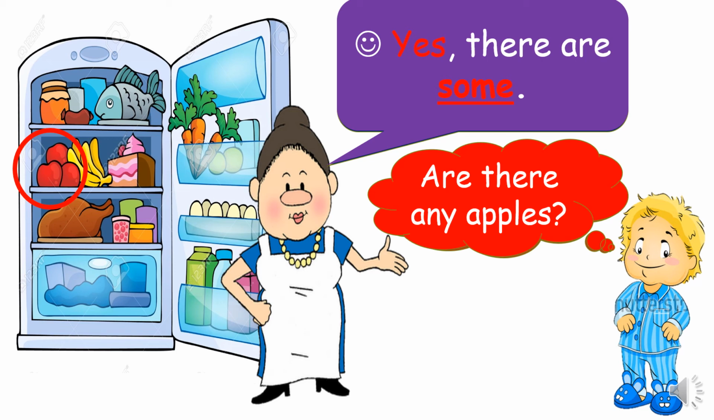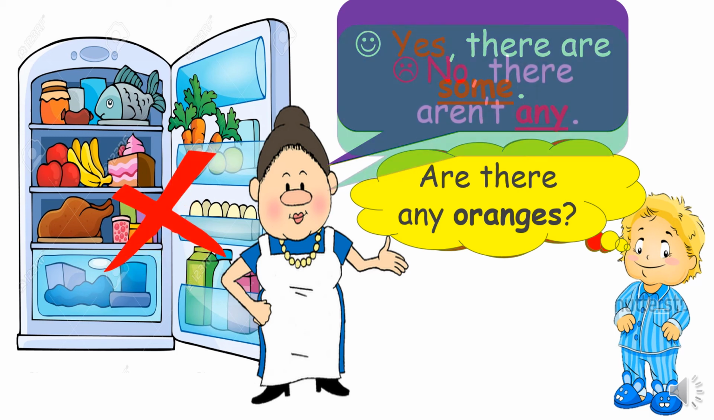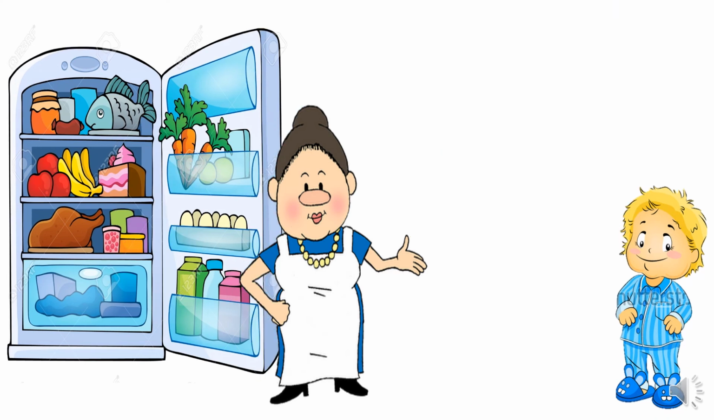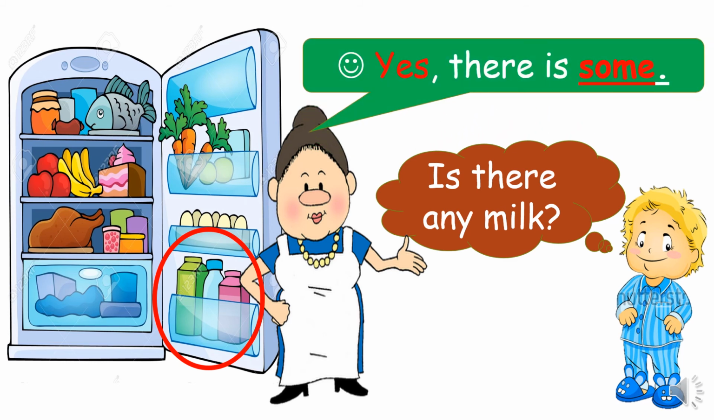Are there any oranges? Can you see any oranges in the fridge? No oranges. So we will say no, there aren't any. Okay. Is there any milk? Can you see milk in here? Yes, we have a lot of milk. So we will say yes, there is some.